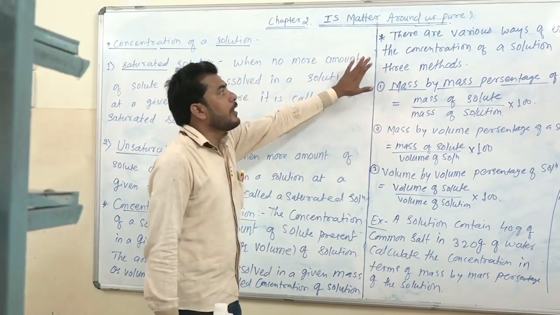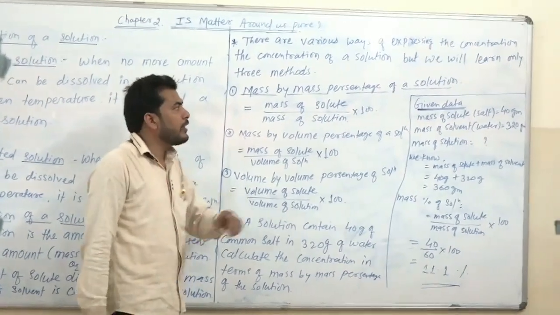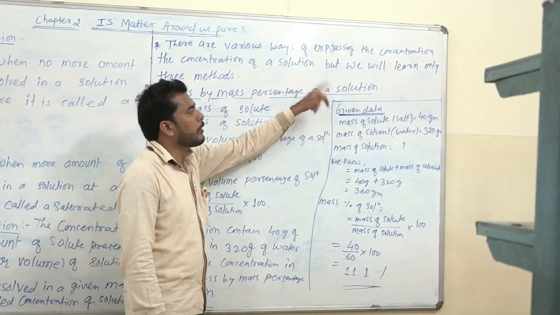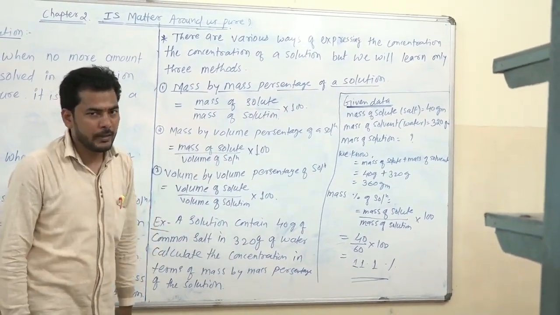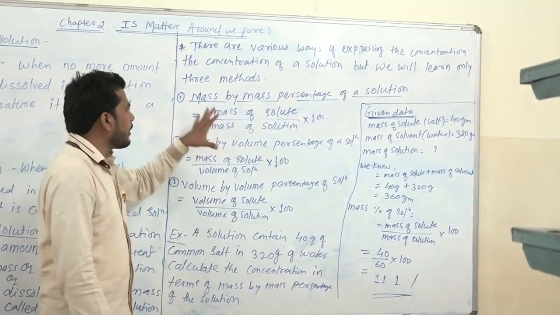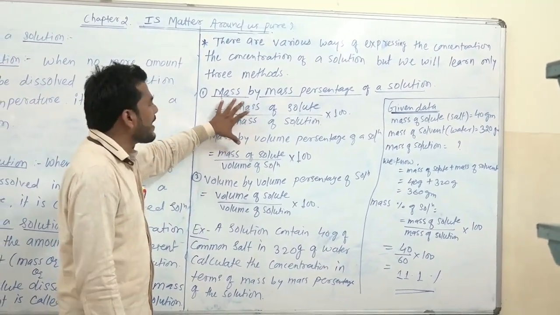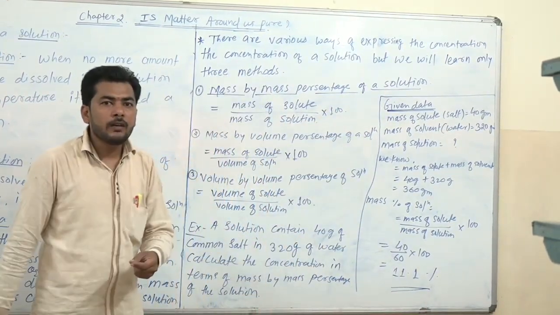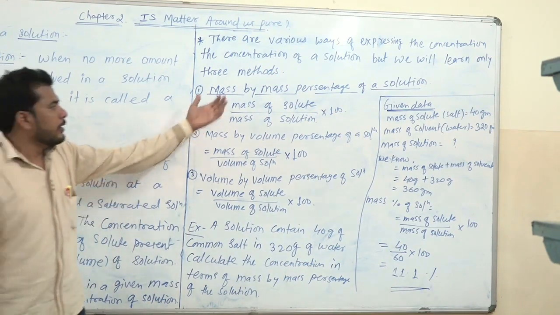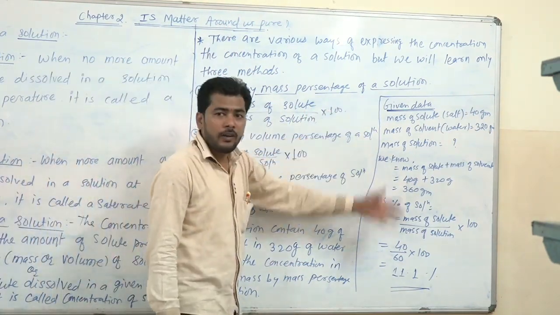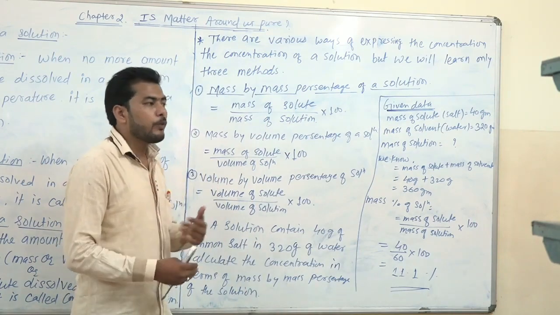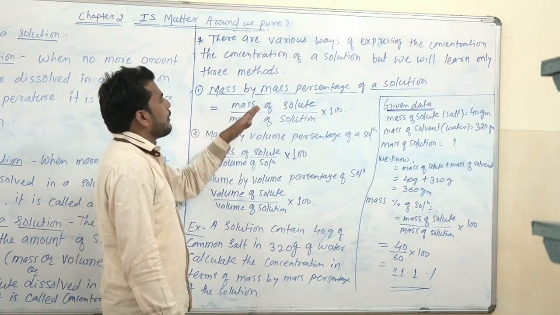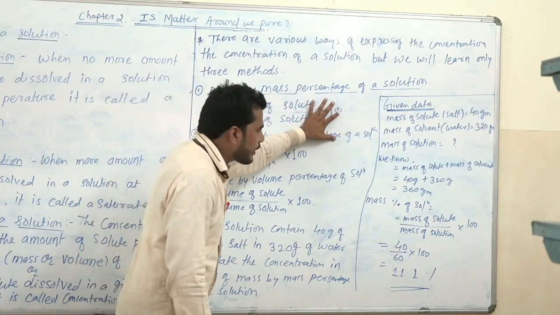Okay, so there are various ways of expressing the concentration of a solution, but we will learn only 3 methods here. In that, the first method we are going to learn is the mass by mass percentage of a solution. It is the first method. We can calculate the percentage of a solution, the mass by mass percentage of a solution, here.